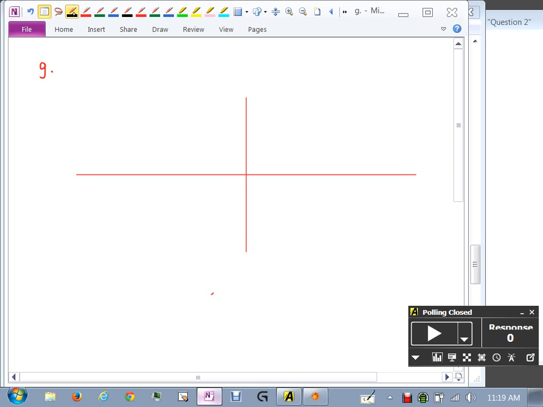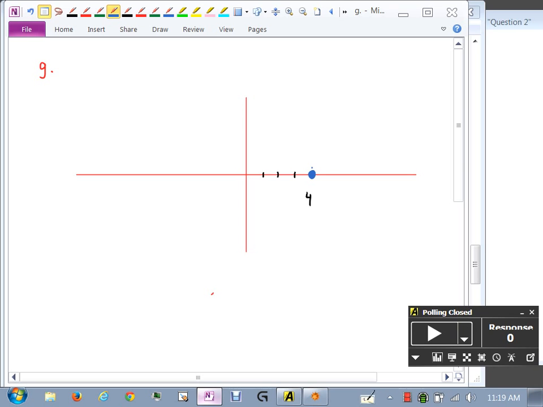So, x-intercepts. We only had one of them or two of them? Where was it? At 4? So I go out 4, 1, 2, 3, 4. Here's 4. And I'm going to put, let's say, a big old blue dot there. That's my x-intercept. That's my only one.